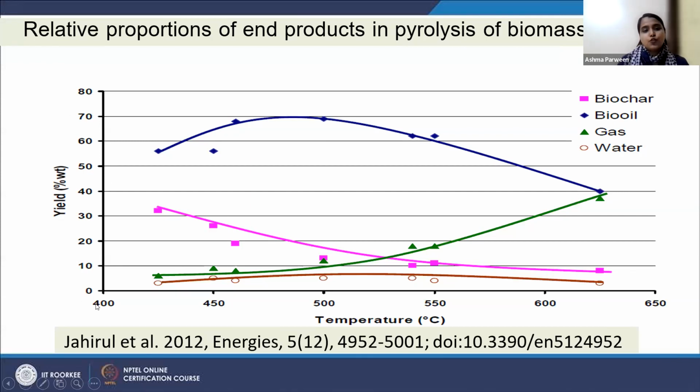Next, here a graph is shown between yield and temperature. We can see from here that for biochar, with increase in temperature, there is a decrease in the yield. For bio oil, there is an optimum bio oil production at a certain temperature, then again there is a decrease in bio oil. And for gas, with increase in temperature, there is an increase in gas production. So whatever our requirement is, if we need biochar, then we will use lower temperature. If our requirement is bio oil, then we will find out the optimum temperature. And if we need gas, then we will work at high temperature. We can also see from this graph that the water content is almost similar with varying temperature.